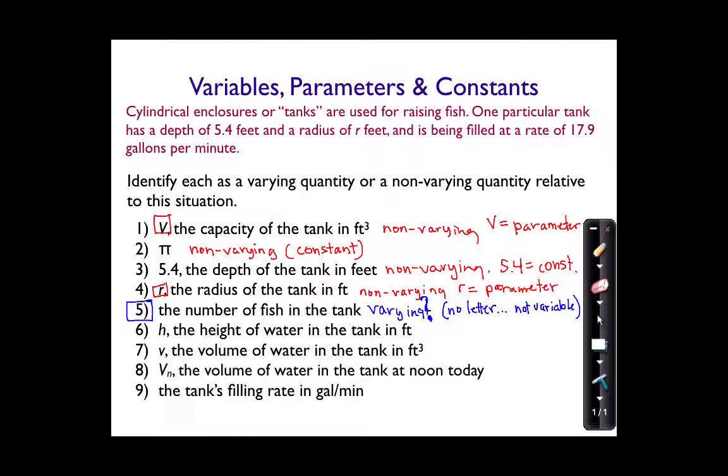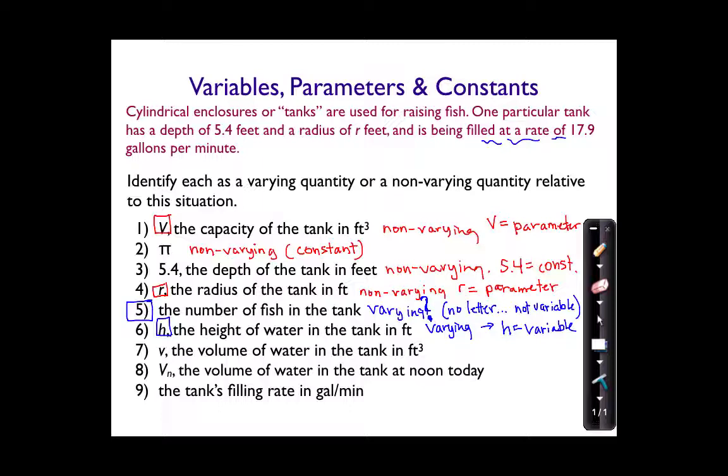So H is something that would take on a variety of different values because of this being filled. The height of the water in the tank in feet, due to this being filled, seems to be something that's varying then. We could relate the height to the volume and the radius and the fill rate and all those sorts of things. We don't actually have the radius, but we have a symbol for it. So this is a varying quantity, and we have a symbol for it. So in this case, I'd call H a variable. The height of the water in the tank is a varying quantity.